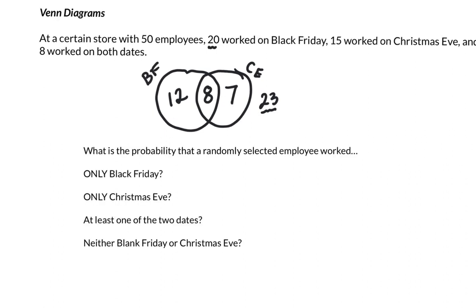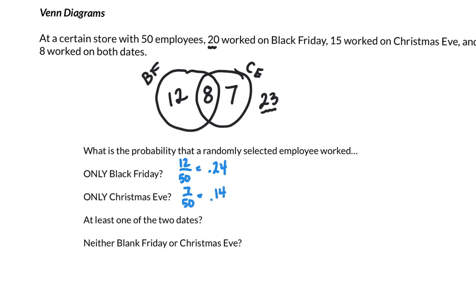All right, so what is the probability that a randomly selected employee worked only on Black Friday? Well, remember, probability is always the number of situations that we're looking for out of the total. Well, we have 12 people that only work Black Friday out of 50 total employees. And you could reduce this to be 6 over 25, or you could calculate that is 0.24. Only Christmas Eve. Well, this is the 7 out of 50, or 0.14 if you prefer decimals.